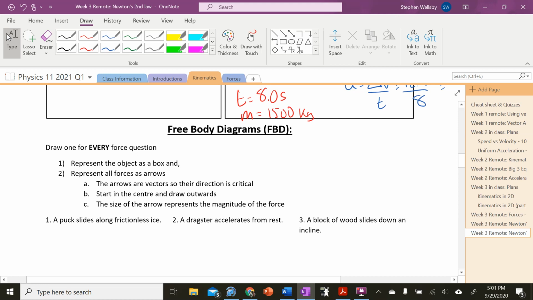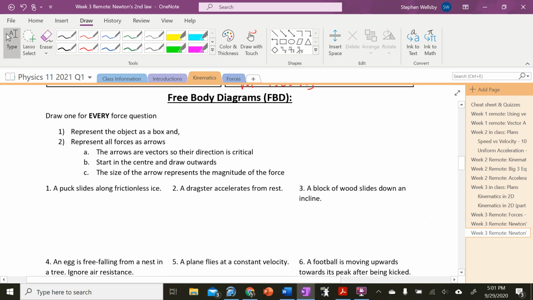We represent the object in question as a box. We draw all the arrows that we can, all the forces that we can think of as arrows. The direction of the arrows does matter. They're representing vectors. So essentially the size represents the magnitude and the direction represents the direction, obviously. And we should start in the center and move outwards.